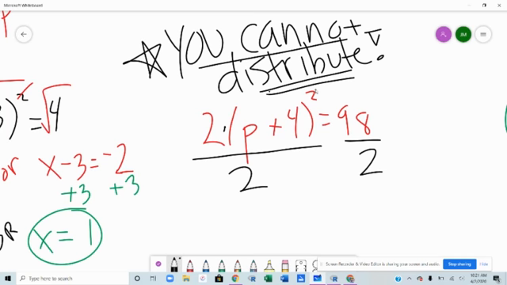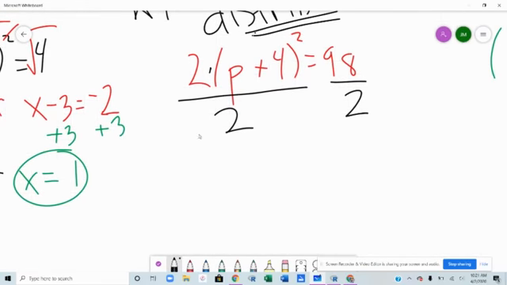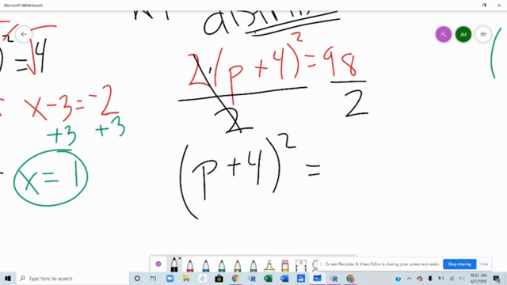Okay. You can't distribute because of this squared. This squared keeps you from allowing to do that. So now you're going to simplify. Your 2 divided by 2 cancels, leaves you with p plus 4 squared equals, and then 98 divided by 2 is 49. Notice that nothing on the inside changed when I divided by 2, because this 2 and this 2 cancel out. Nothing happens with this 4 because it's inside the parentheses.